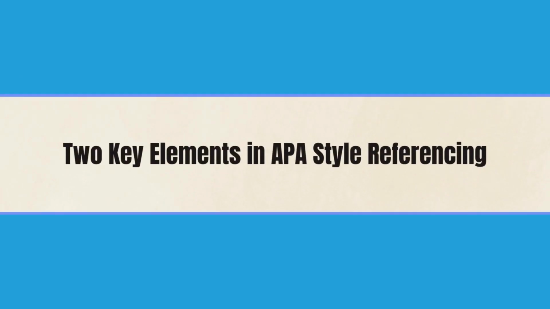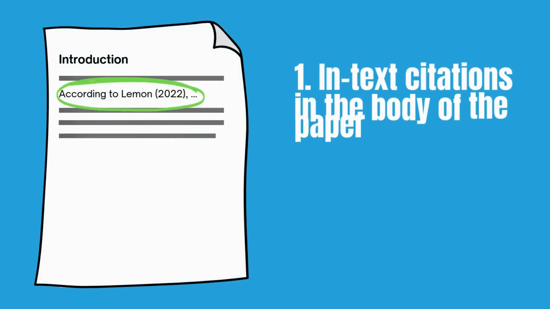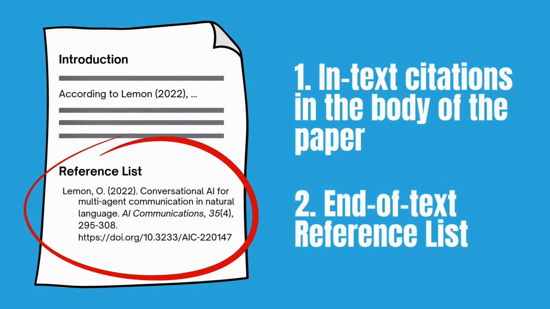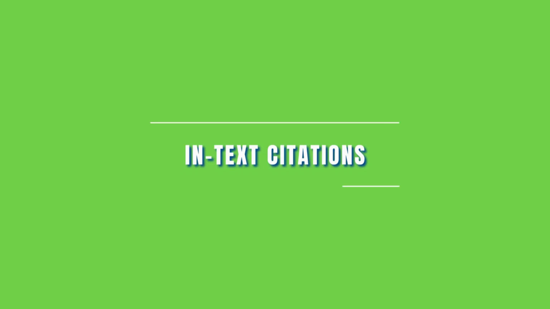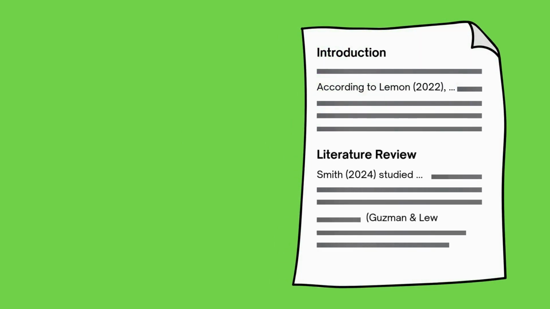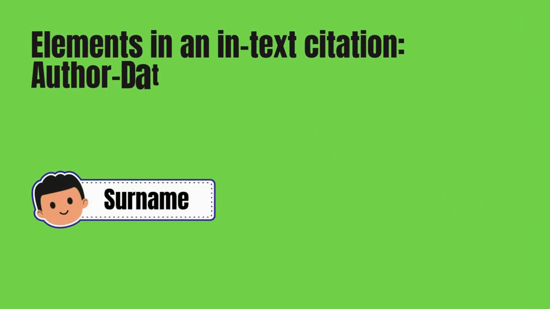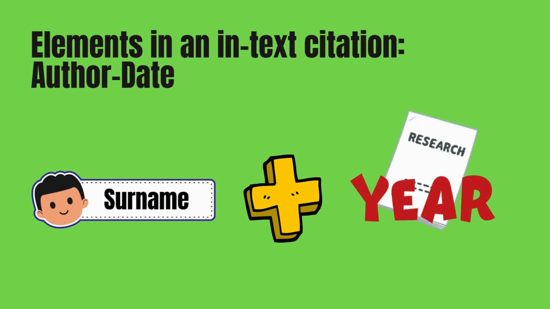APA style referencing involves two key elements: in-text citations within the body of your paper, and a comprehensive reference list at the end. Let's start with in-text citations. Whenever you reference a journal article in the text of your paper, you'll need to include an in-text citation. The basic elements of an in-text citation are the author's surname and the year of publication.